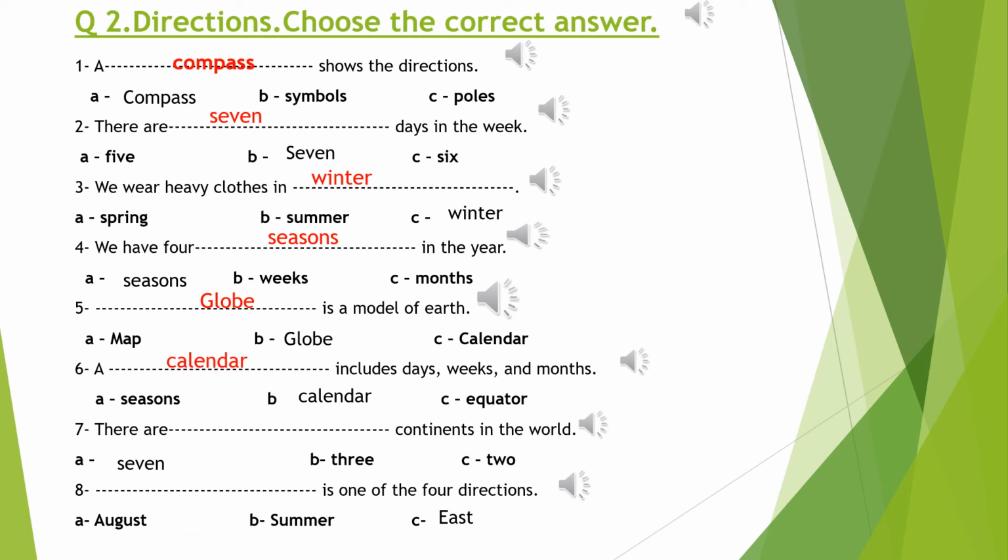Number 7, there are space continents in the world. How many continents we have in the world? 7, 3, or 2? Yes, 7. Okay, number 8 is one of the 4 directions. August, summer, or east? Yes, east is one of the 4 directions.